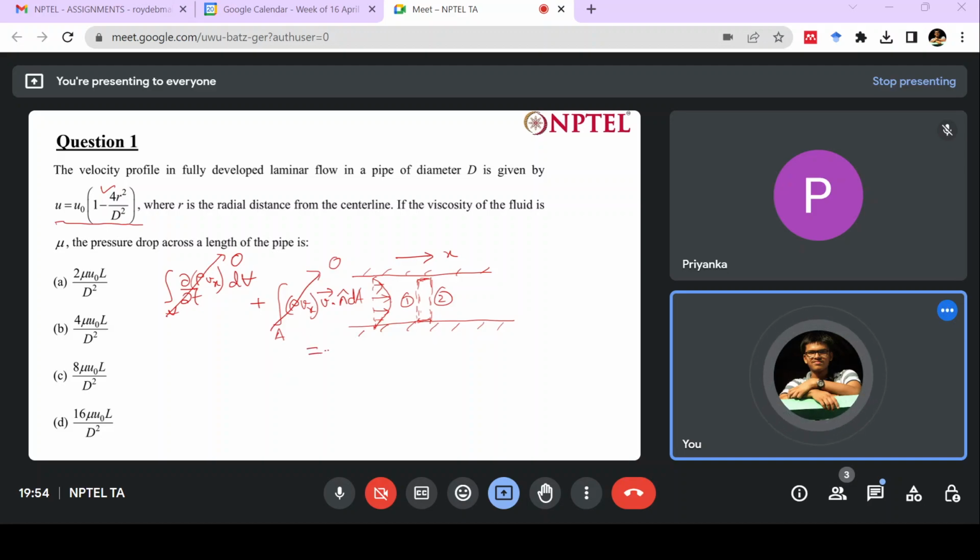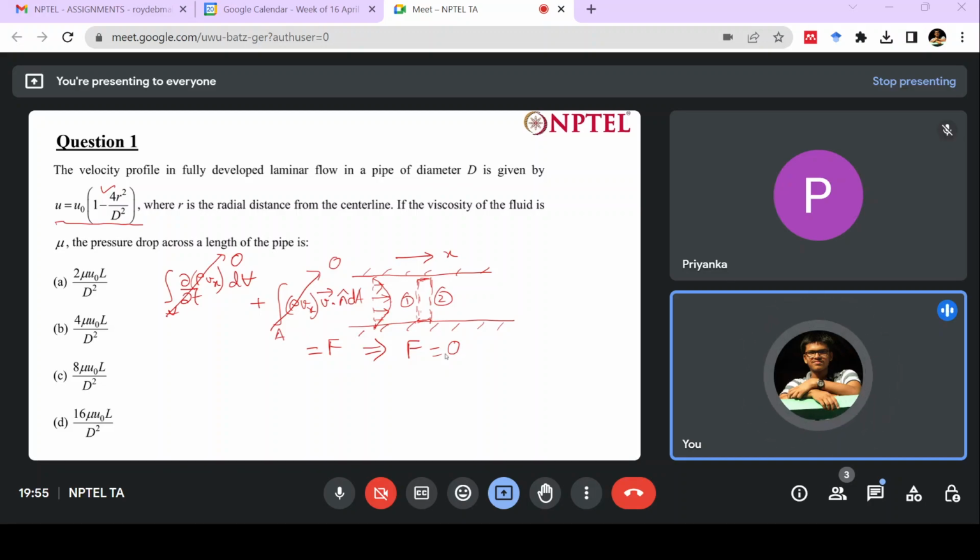So what are we left with? We are left with our total force applied. The total force applied on this control volume, not fluid element, the control volume, the total external force applied will be 0. So now we have to identify what the forces applied are.